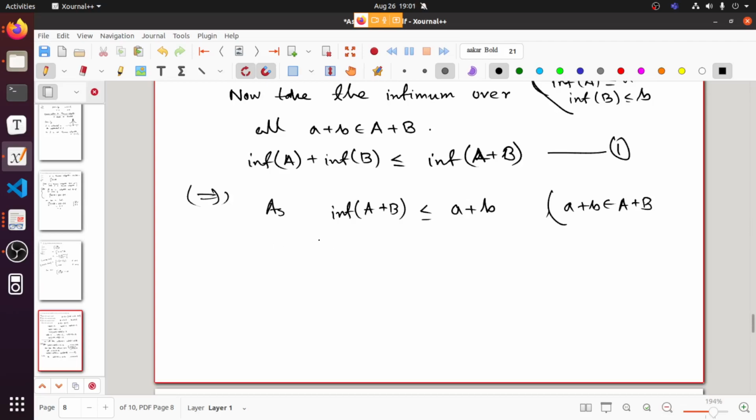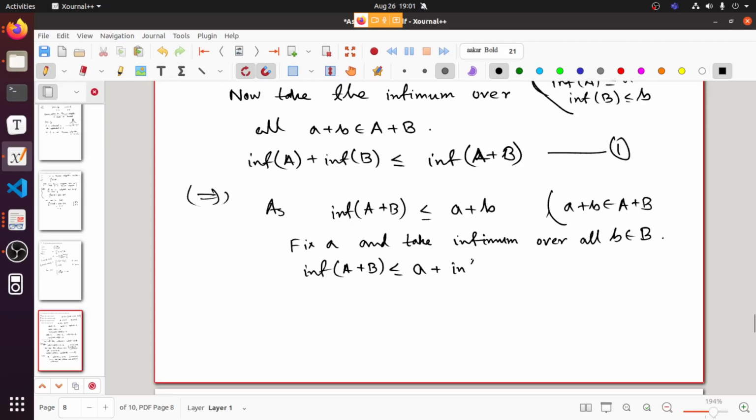Okay, now what you will do? Now fix a and take infimum over all b belonging to B. So what you will get? Then infimum of A plus B is less than a plus infimum of B, right? So you will get this.